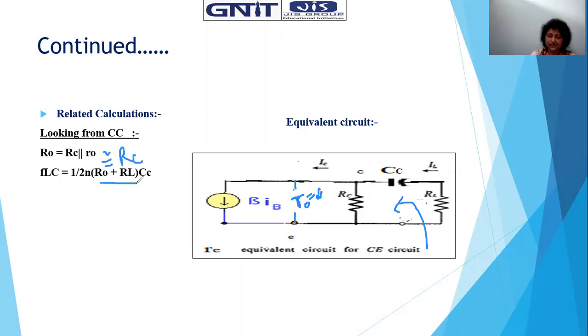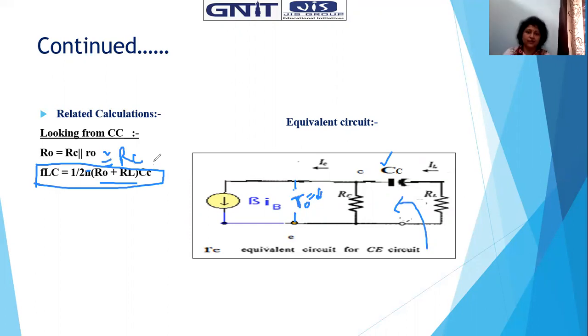Now what is the total impedance of that loop? That is Ro plus RL, multiplied with CC into 2 pi. The lower cutoff frequency with respect to CC is basically 1 by 2 pi (Ro plus RL) CC. That is the lower cutoff frequency expression we are going to use for the calculation or design purpose of the network. That will find the cutoff frequency with respect to RC and RL. So what we found: RC parallel ro.